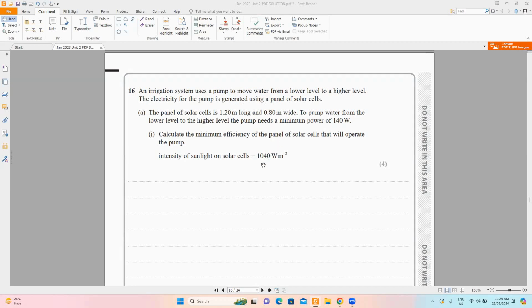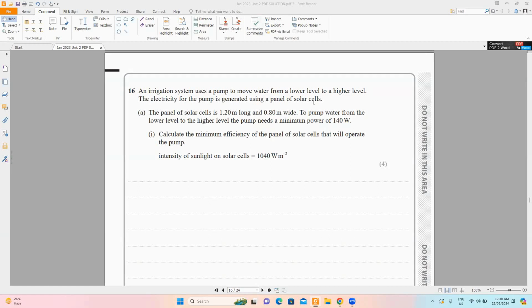And using the equation intensity equals power by area, you can find out the power. But this power will be in the form of light. But the power given over here is the electrical power. So when you talk about the efficiency of the solar panels, the input is light and the output is electrical.